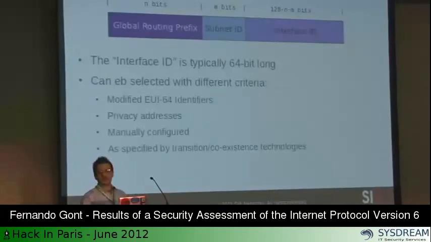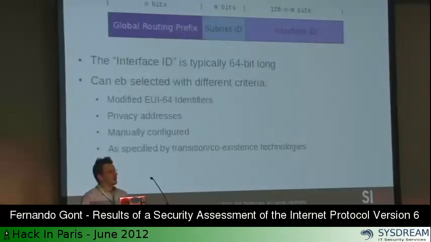So if you request a prefix from, let's say, your ISP, that ISP will assign you a global routing prefix. Then you have a few bits for subnetting, same thing as you do with IPv4. And finally, you have an interface ID, which is analogous to the host ID that you find in IPv4 addresses. So it's essentially the same as in IPv4, the only difference being the size of the address.